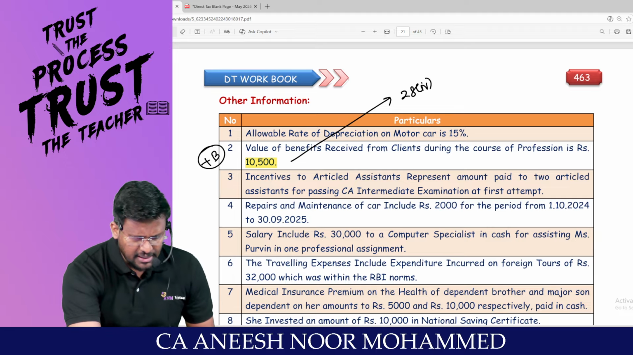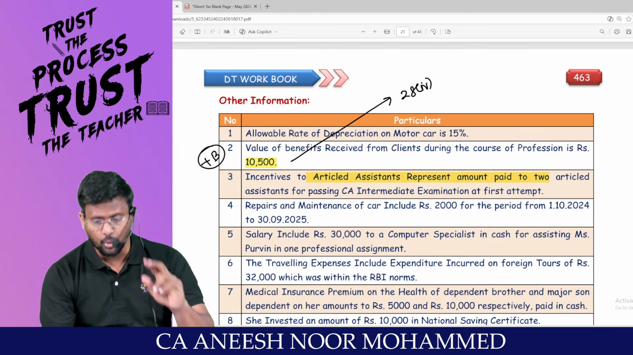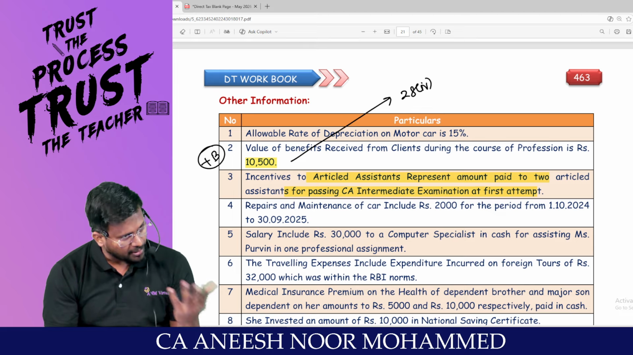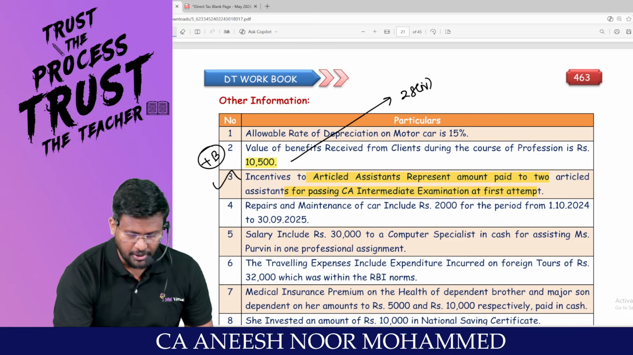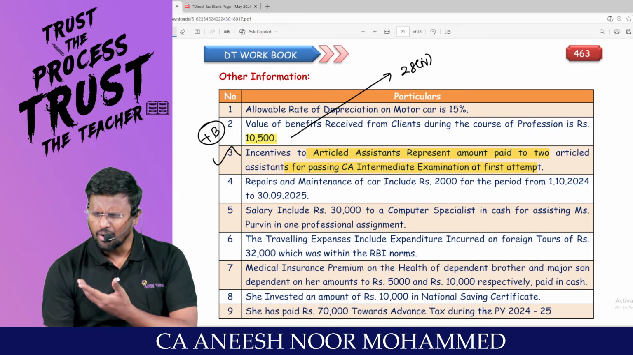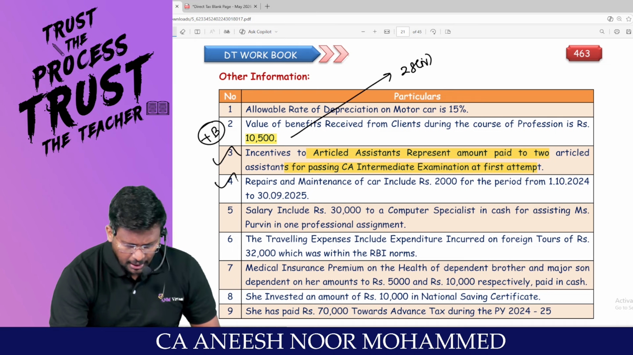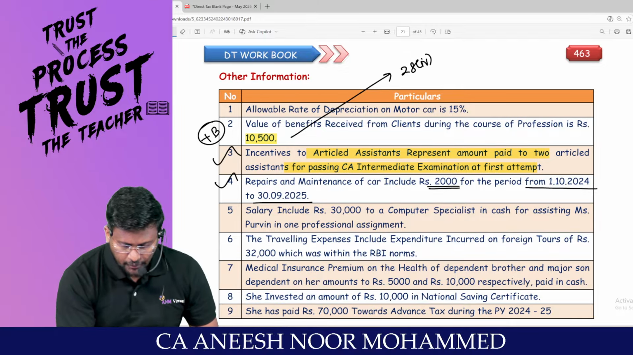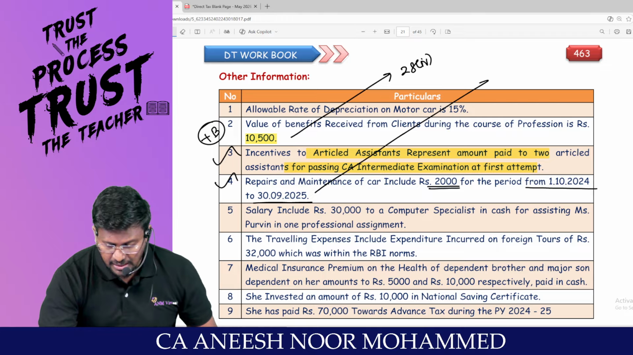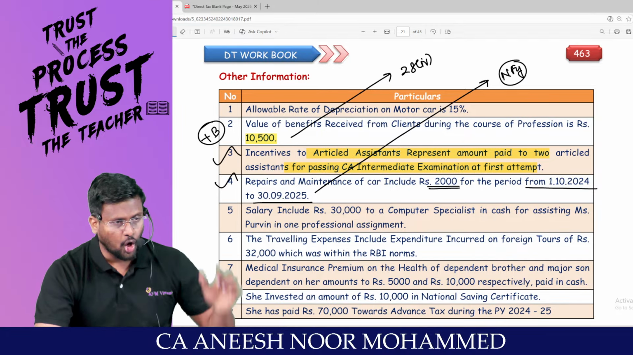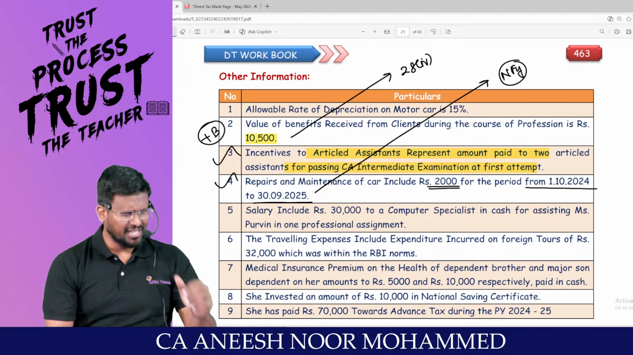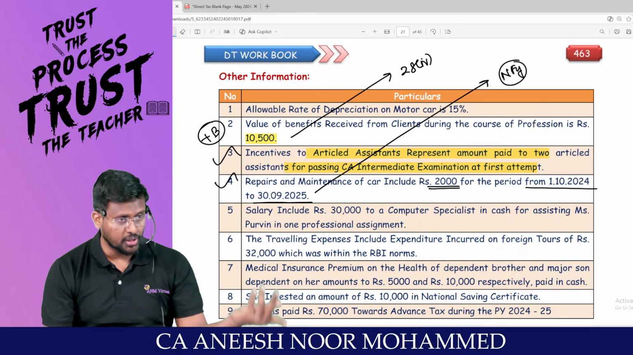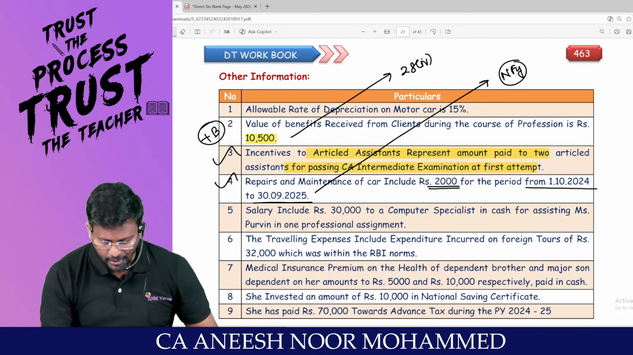Am I right? Incentive to article assistant represents the amount paid to 2 article assistants for passing CA intermediate examination in first attempt. It's allowable. My dear lovable students, that is a business expenditure, can be debited to P&L account, already debited to P&L account, no adjustment is required. Repair and maintenance of car includes 2,000 for the period from 1/10/2024 to 3/9/2025. That means even next financial year expense is also debited in the current year. Since she is following cash system, it will not be treated as prior period expenditure or future expenditure. Anything debited to P&L account will be allowed as a deduction.